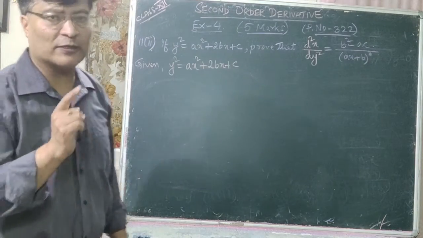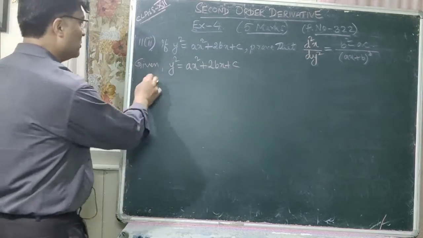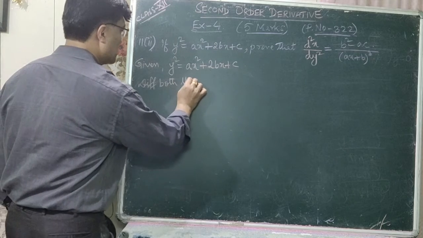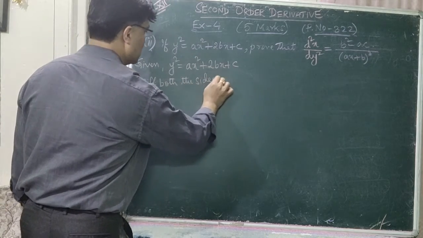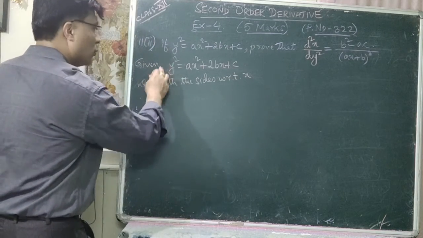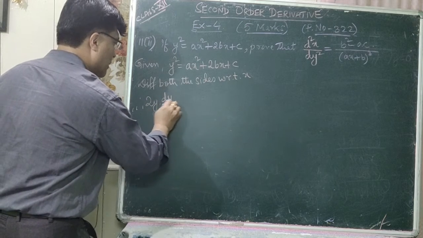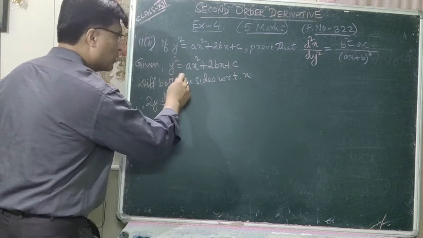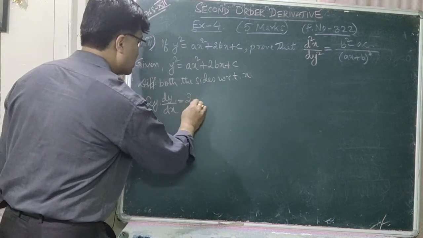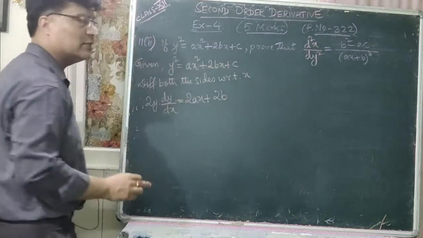Now let us find out first dy by dx. Let us differentiate both the sides with respect to x. So differentiating both the sides with respect to x, what is the differentiation of y square with respect to x? It is 2y dy by dx is equal to a is constant. What is the differentiation of x square? It is 2x, so it is 2ax. For 2bx it is only 2b, and for c it is 0.